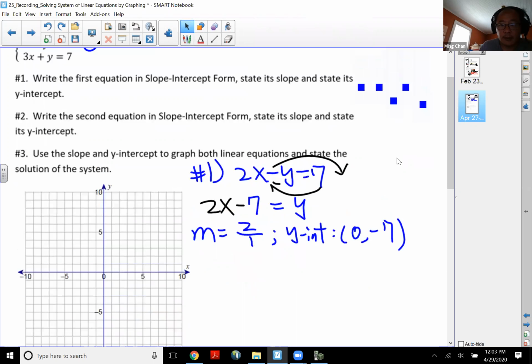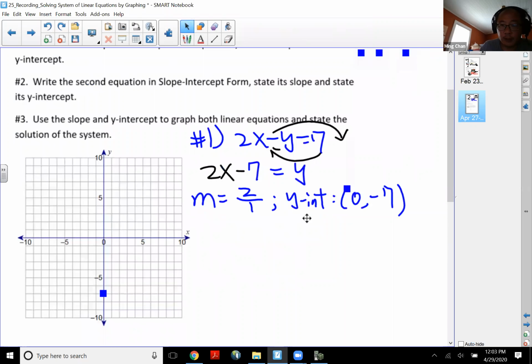All right, I'm gonna give myself a couple points here, okay? (0, -7) is down here. My slope tells me to go up 2 to the right 1, up 2 to the right 1, up 2 to the right 1, up 2 to the right 1. That'll be somewhere right there, okay? So just a few points. Then I'm gonna go work on my second equation.